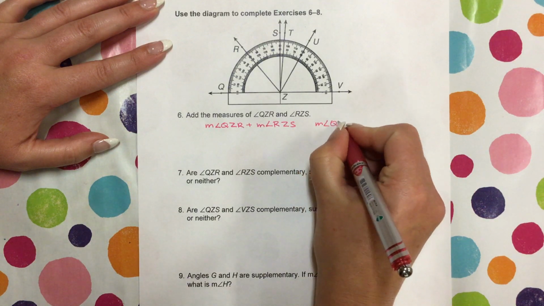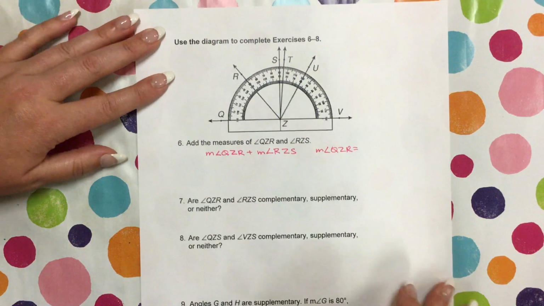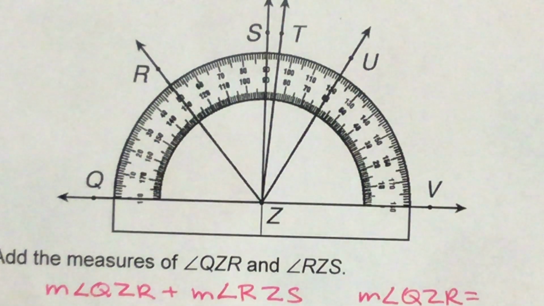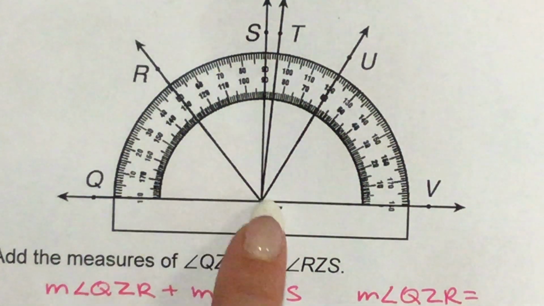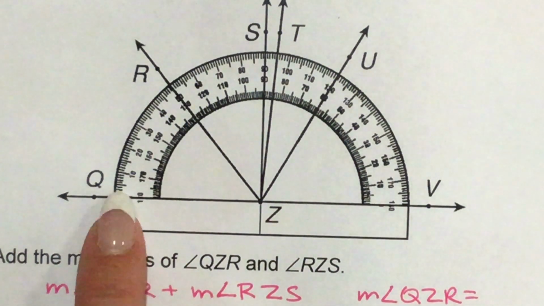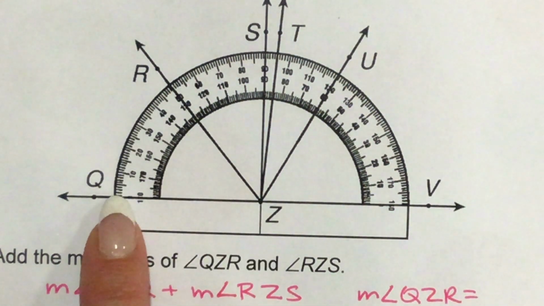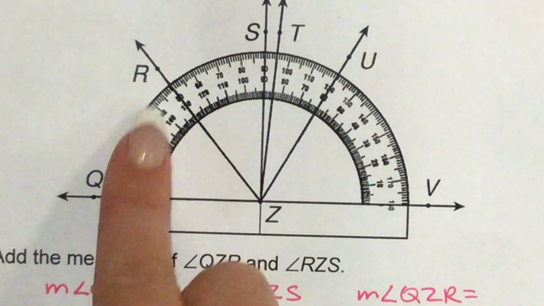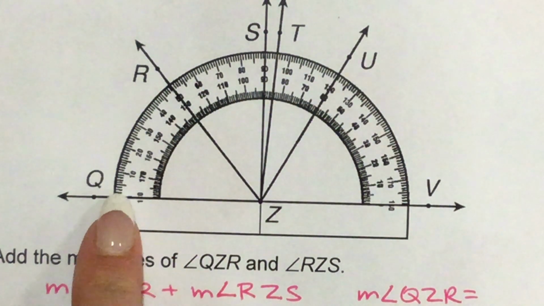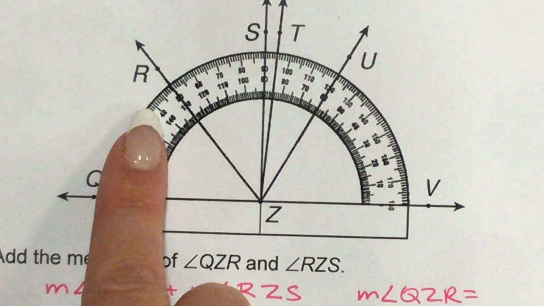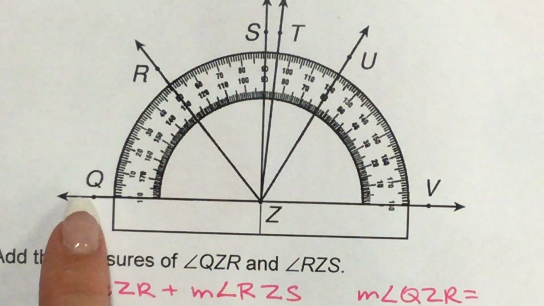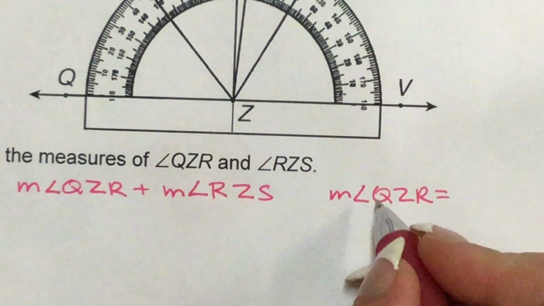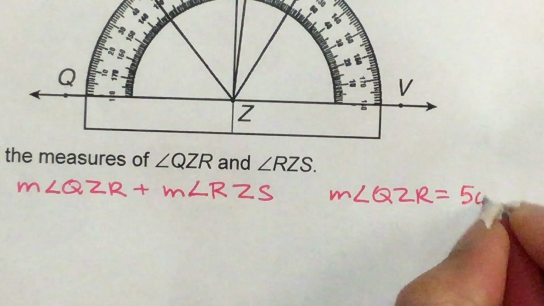So angle QZR, what does that equal? So I'm going to go ahead and zoom in as tight as we can go. QZR is right here, and that's nice because QZR ends on the 0 here. So for these, this is 0 and then 10, so we're going to use these outer numbers to count and see how many degrees this angle is. So that would be 10, 20, 30, 40, 50. So that means that QZR is 50 degrees. So I'm just going to write that right here. The measure of angle QZR is 50 degrees.